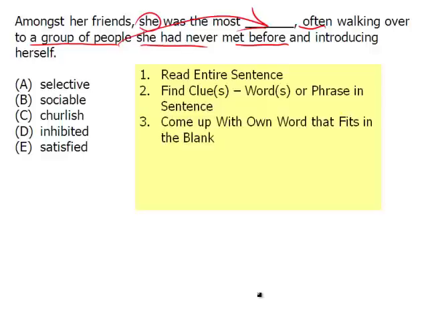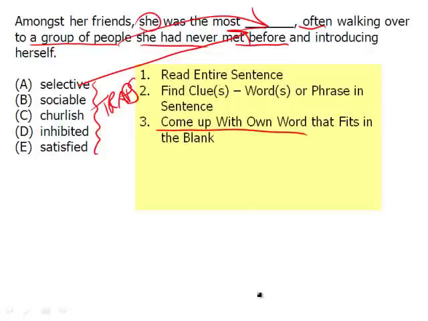What? Really? Yes, you do not want to go down to the answer choices. Herein lie the traps. Because if you do not think through the sentence yourself and you simply start plugging in the answers into the blank, you could convince yourself of quite a lot of things. And that's why we come up with our own word for the blank.